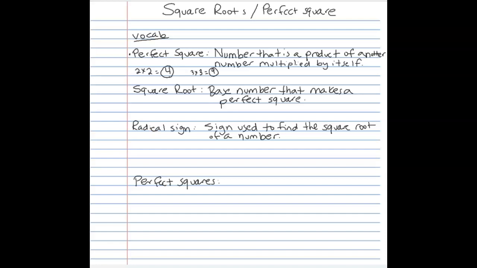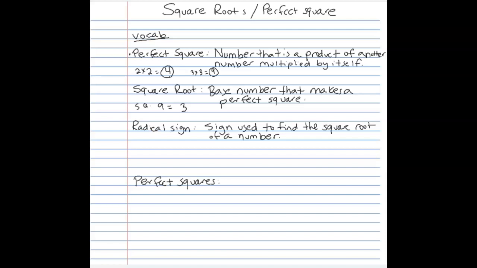Are all numbers perfect squares? No. We're going to be talking about what our list of perfect squares are. The square root, that is kind of the opposite. A perfect square is the end result when you multiply a number by itself. The square root is that number itself. So for example, the square root of 9 is, well, if we take a look up here, 3.